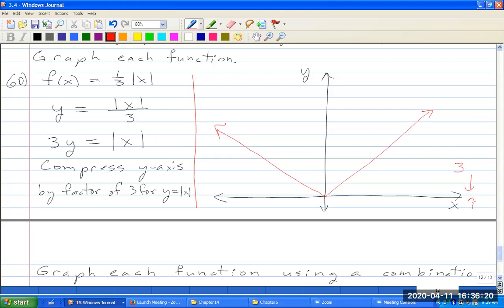So I'm going to be squashing this. So this guy here will be squashed down by a factor of 3. So this will flatten out. So instead of being at an angle of 45 degrees, it'll be 1/3 of that, an angle of 15 degrees. It'll come down by a factor of 3. Let's see if I can draw that. Oops, wrong color. So let's try that by a factor of 3.